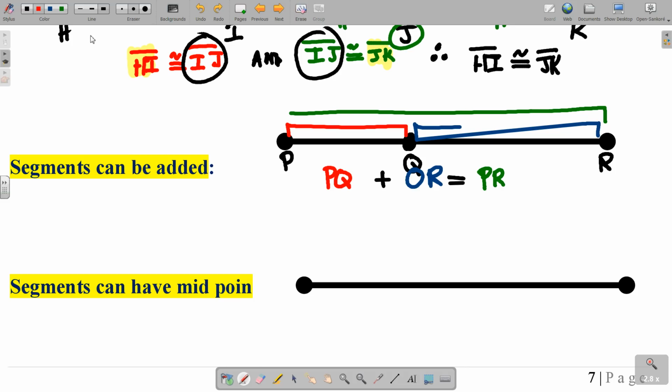Last one, very common sense. If Q is the midpoint, then we know this.